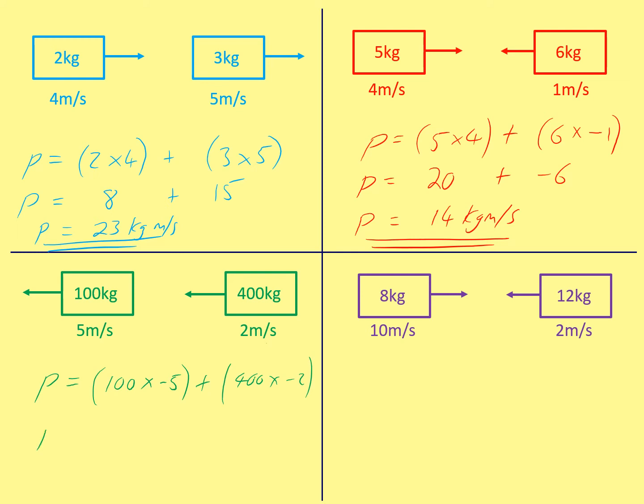The total momentum is going to be 100 times minus 5 is minus 500. And 400 times minus 2 is minus 800. So the total momentum is going to be minus 1300 kilograms meters per second.